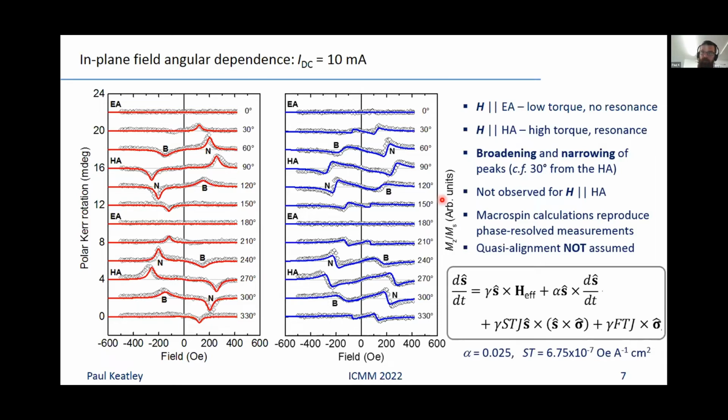And all these curves can be well reproduced by macrospin calculations. And here we're not assuming any quasi-alignment because the bias field is quite small. And from these calculations, we extract a damping parameter of about 0.025 and a spin torque parameter of 6.75 times 10 to the minus 7 amps per centimeter squared.